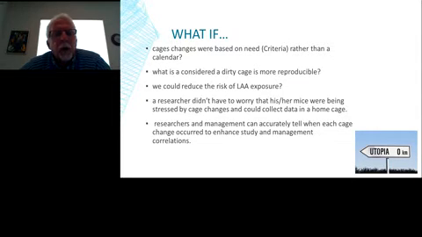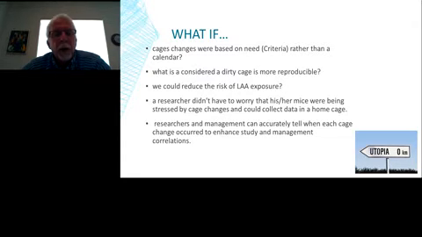So what is considered a dirty cage? Is a dirty cage reproducible across different facilities? Again, each facility will have its own definition. The system should be able to say what a dirty cage is. Can we reduce the risk of animal allergy exposures, and how can we reduce that risk overall?